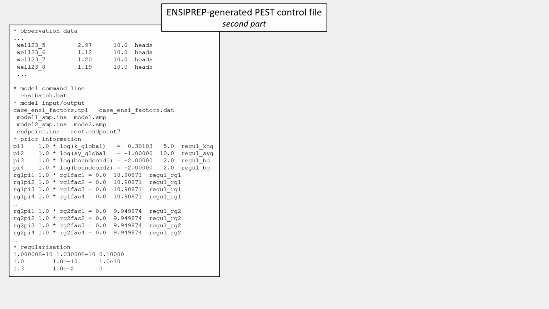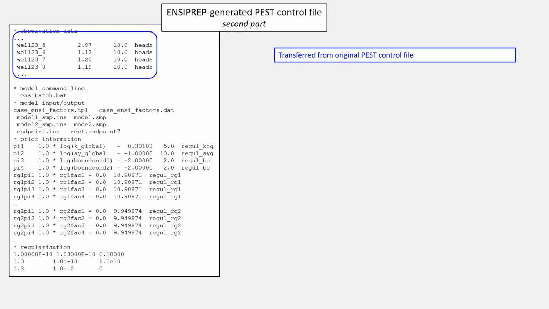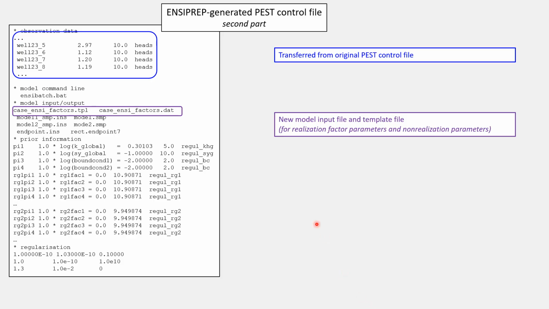Here in the second part of the ENSI Prep generated pest control file, the observation data section is just transferred from the original pest control file. We have one template file and one model input file now. This transfers realization factors and global non-realization parameters to the model, which we'll look at in a minute. These are all transferred through this template file to this model input file.